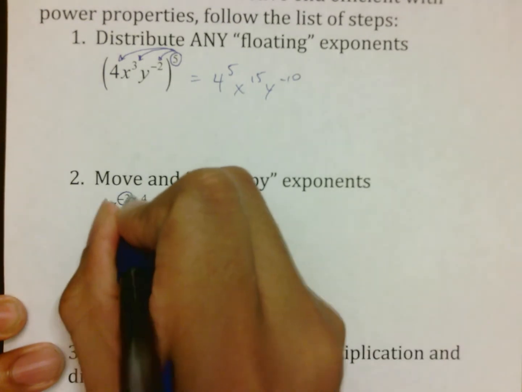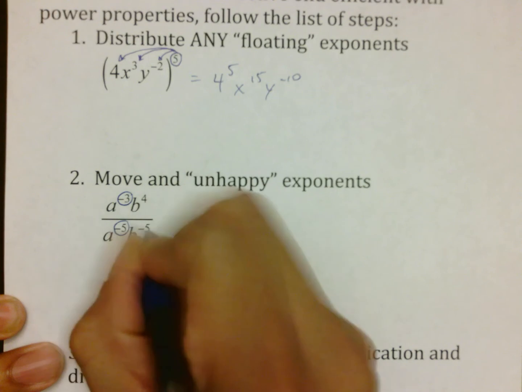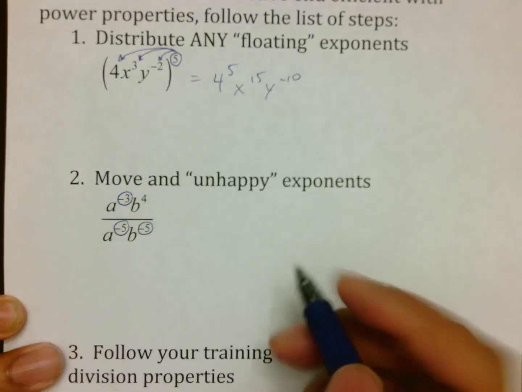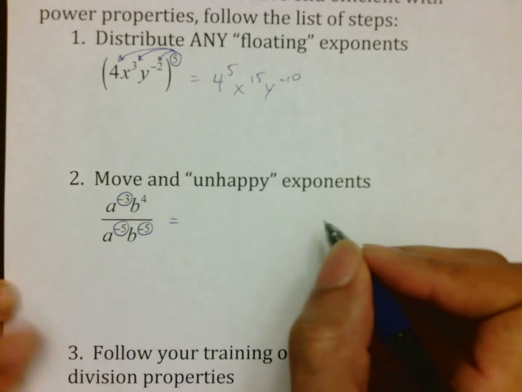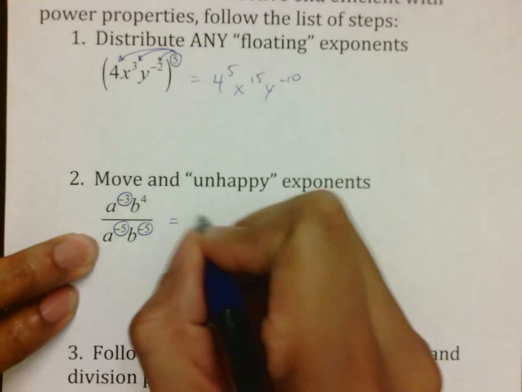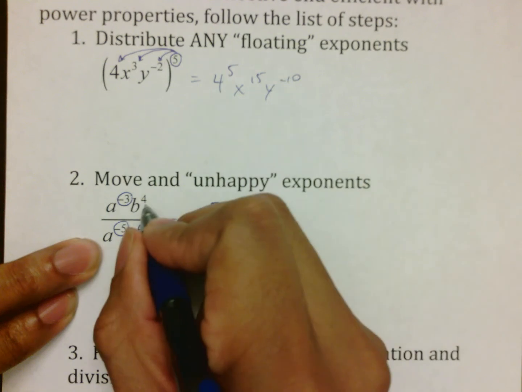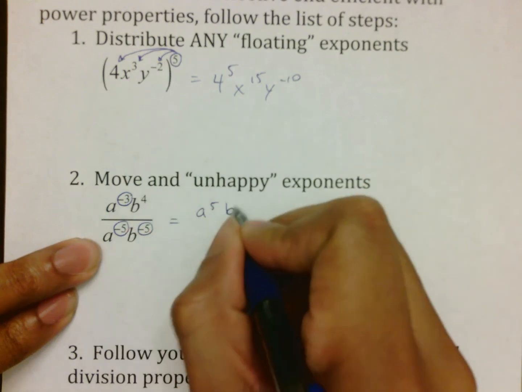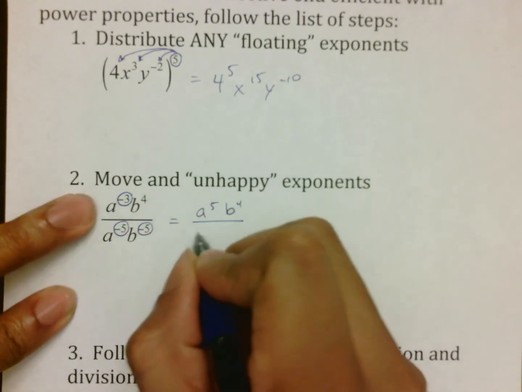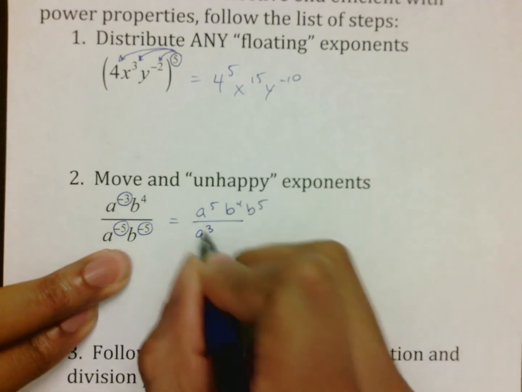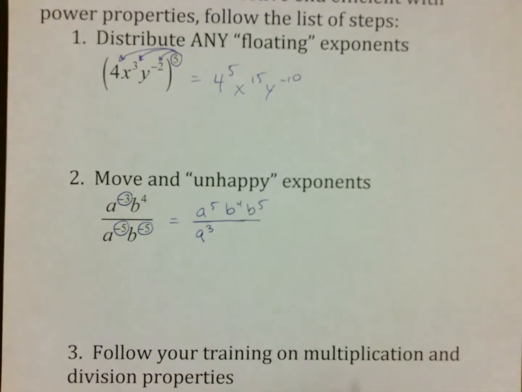That means any exponents, and this is not negative numbers with a negative in front, it's any exponents that are unhappy. And so what that means is you want to rewrite it with everything where it wants to be. So this a to the 5th actually wants to move up. The b to the 4th wants to stay there. This a to the 3rd actually wants to move down, and this b to the 5th actually wants to move up.